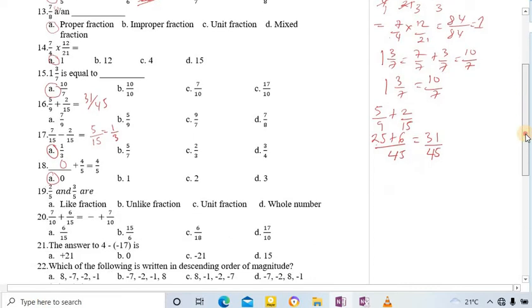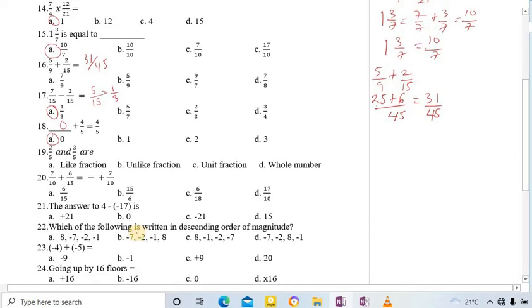Number 19. 2 over 5 and 3 over 5, we call these like fractions because they share the same denominator. Next one, 7 over 10 plus 6 over 15 equals dash plus 7 over 10. It means that what plus 7 over 10 is the same as 7 over 10 plus 6 over 15. Simply 6 over 15. So your answer is A.